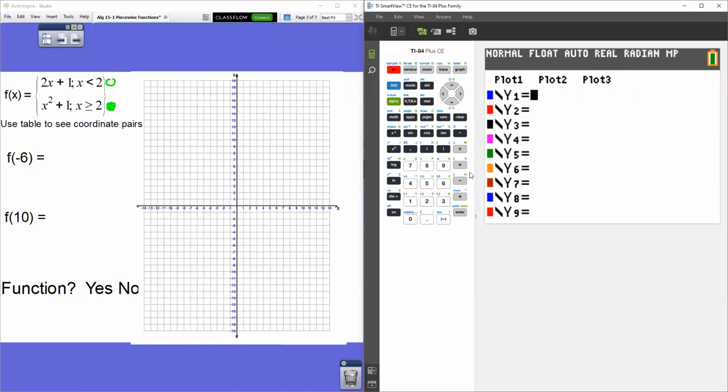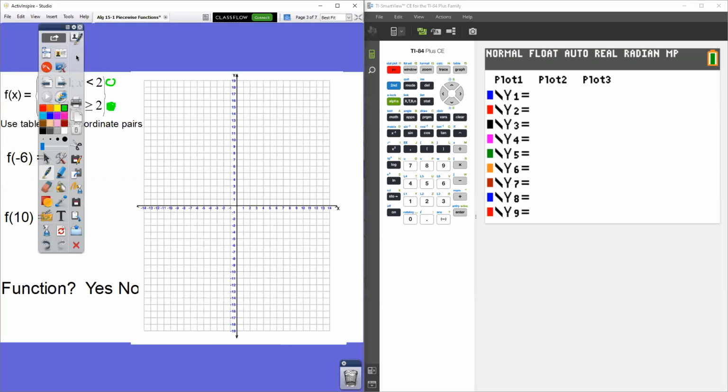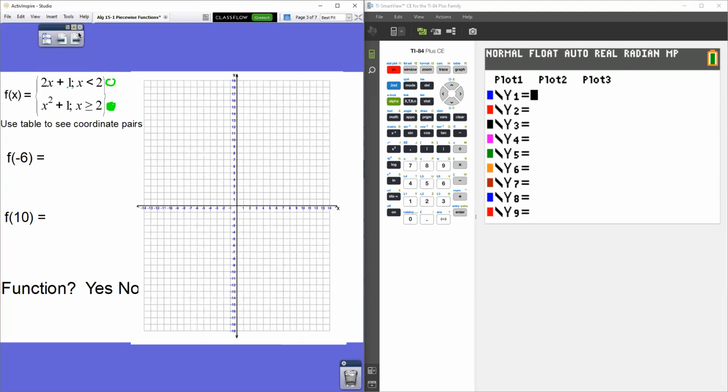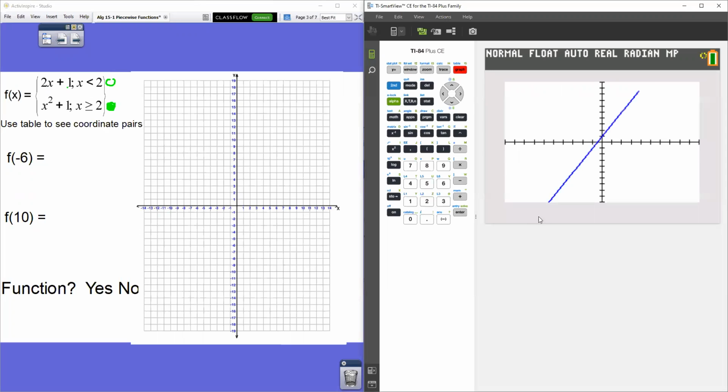So what I would suggest doing when you go to graph them is go to your y equals in the upper left-hand corner and type in this first equation. We have 2x plus 1. Remember, your x button is right next to the green button. So 2x plus 1. And we're going to graph it just to see what it looks like. All right, that's what our line looks like.